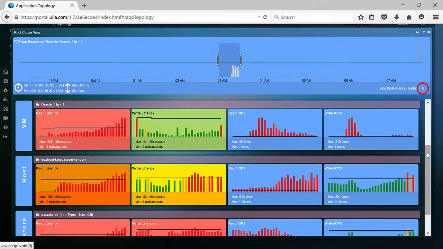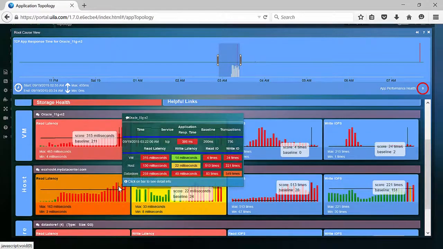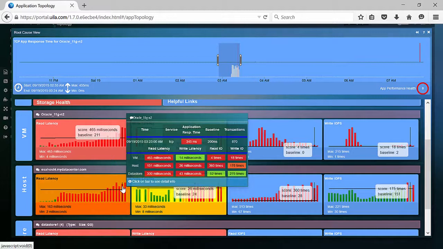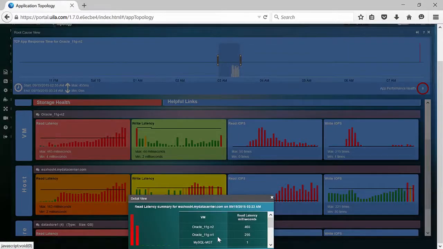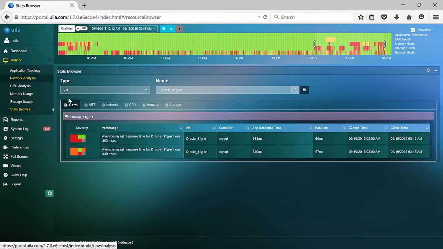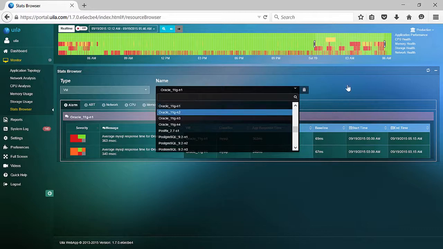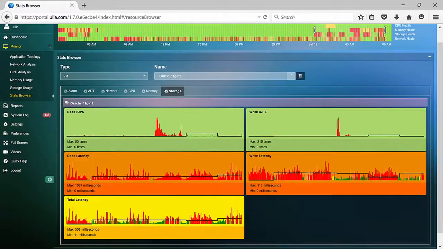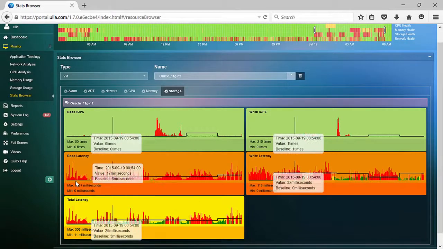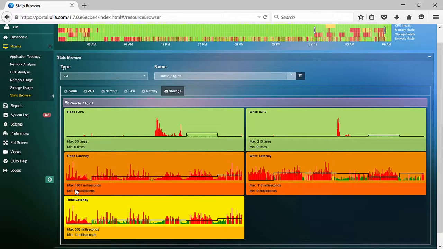I can see that read latency is in fact an issue on this VM, but also the host shows signs of high latency. So I'll click on the host and I can see which VMs are heavily utilizing the storage at this particular time. We also have the ability to look at the storage for a particular VM as a whole versus focusing on one particular service or application on that server. Here we can see that this server is showing high latency for all applications during an extended period of time.